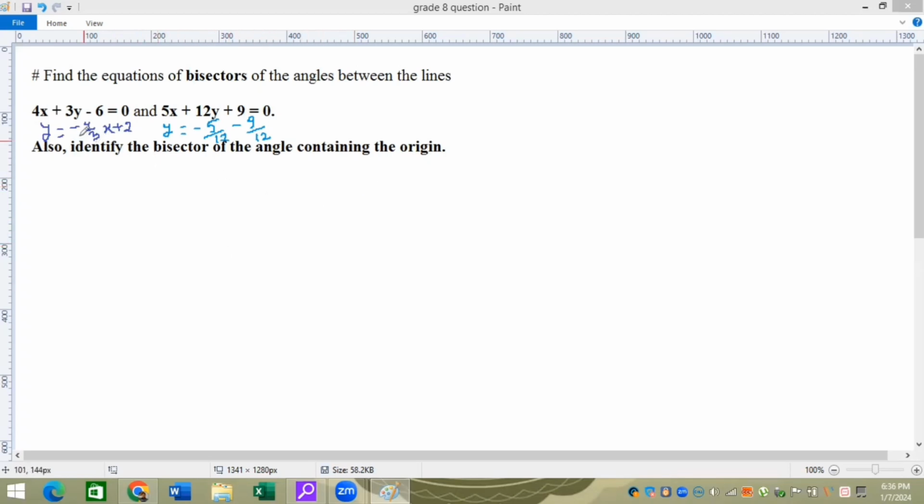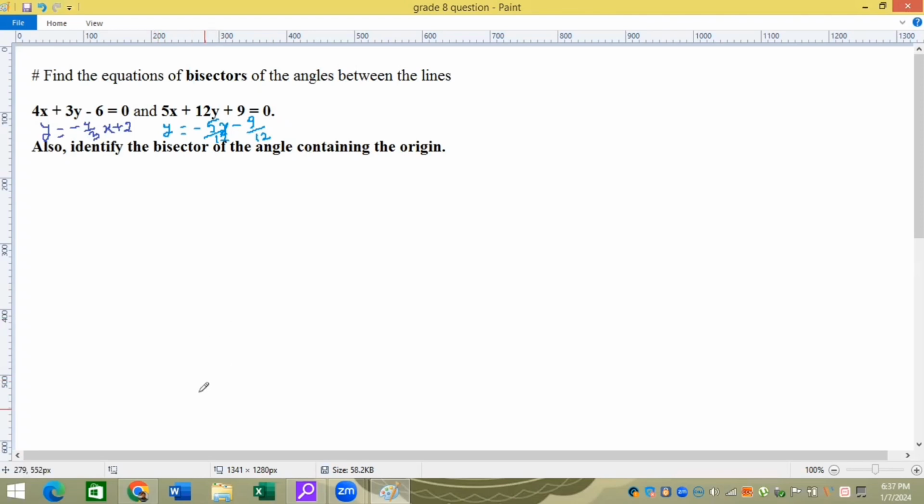So first of all, although this is not part of this question, for better understanding, let's draw the graph for these two given straight lines. In order to use the Desmos graph, you have to convert the equation in terms of y equals mx plus c, like this. Here y equals minus 4 by 3 x plus 2, and here, when you convert that into y equals mx plus c, it is y equals minus 5 by 12 x minus 9 by 12.